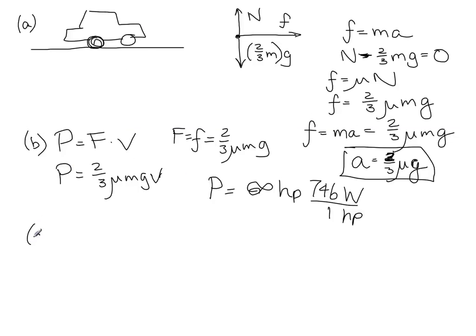Lastly, they ask you to find the time it takes to get to the maximum speed. Well, we know from kinematics that velocity is v0 plus at. We know that v0 is 0 because it starts from rest, so v equals at. We found a in part A, we found v in part B, so now here in part C we find the time.